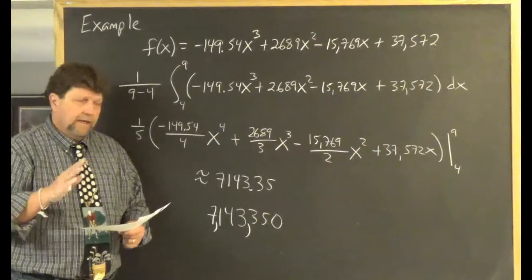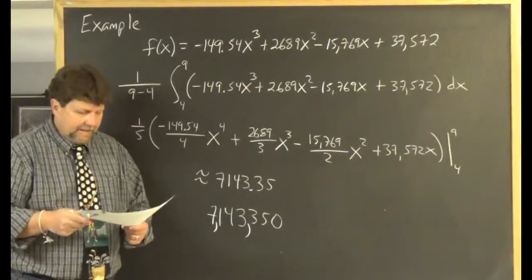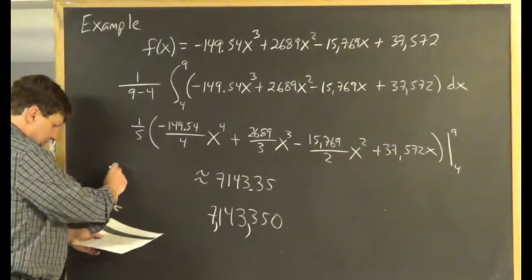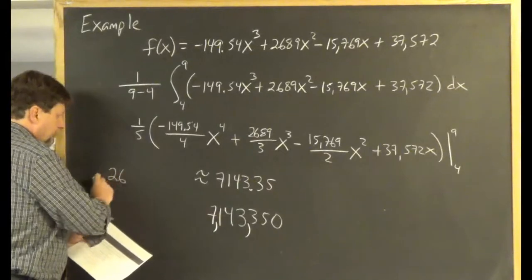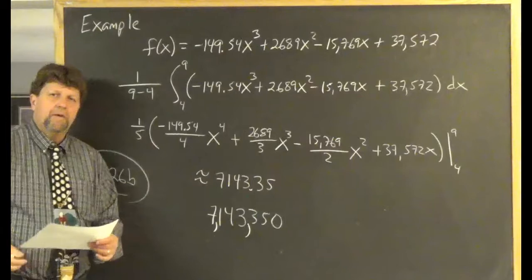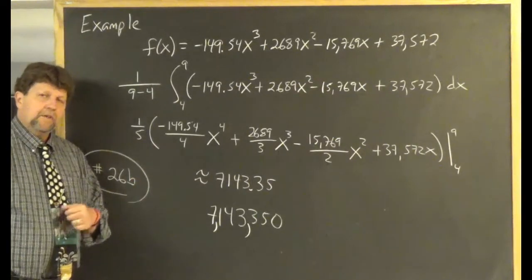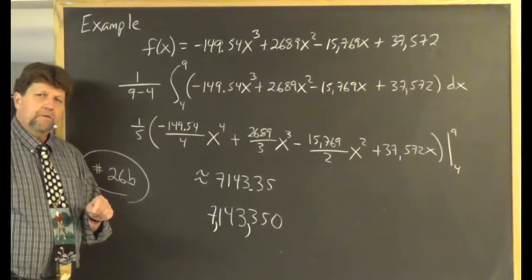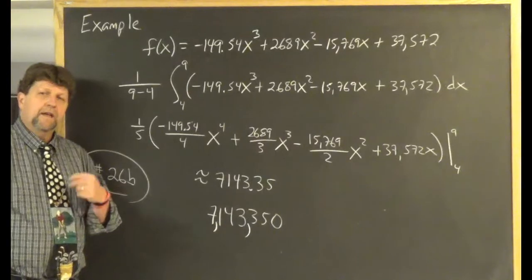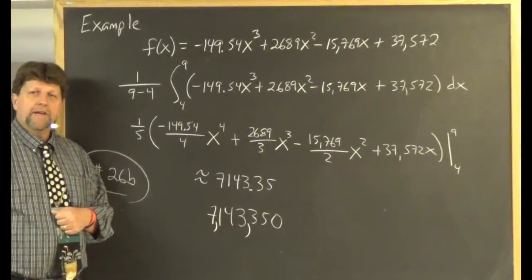To make sure that you understand how to compute an average value in an applied setting, I would like you now in section 7.1 to try number 26, just part B. So pause the video, do number 26 part B in section 7.1. After you've done that, restart the video and I'll be at the board here working it out.